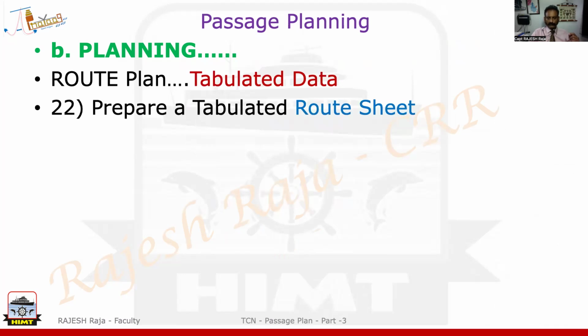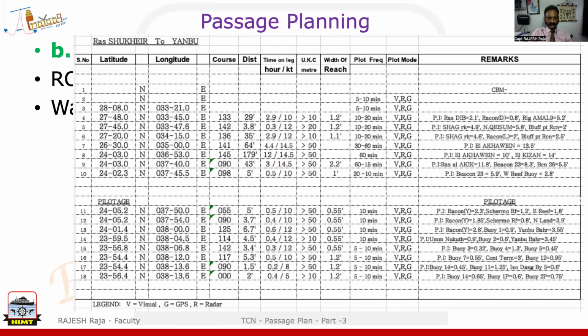Now I'm going to finally draw the route sheet. The route sheet is exactly what I had shown you in the passage plan earlier. Please see here a sample. The first part is normal sailing. The second part is pilotage. You can see it looks very similar, a lat long, course and distance. And here I have added a lot of things: how much is the time of each leg, what is the minimum UKC in each leg, and how much is the width of the channel. All those things have been mentioned here, so you might need it in real life.